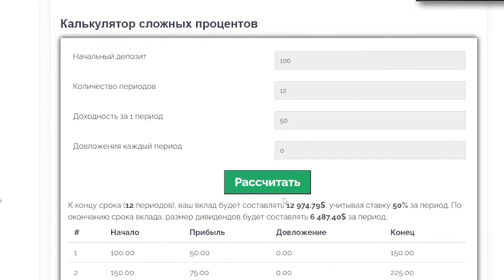So let's take the minimum. Let's just take that the return for one period at the acceleration of the deposit will be 50%. This is more than realistic. As a rule, 70-100% is closed there and so on. And let's just see what the calculator will give us. What numbers? And this is what we get.